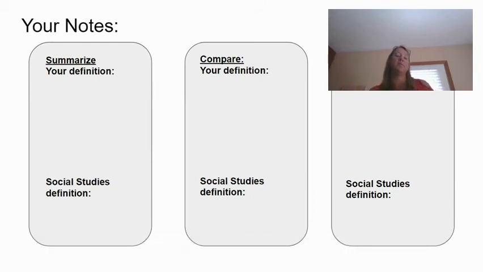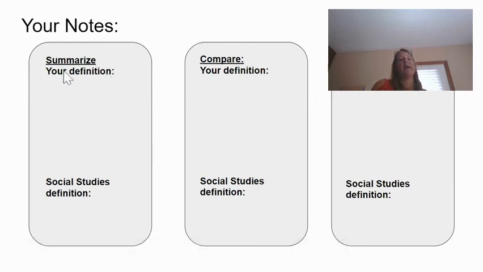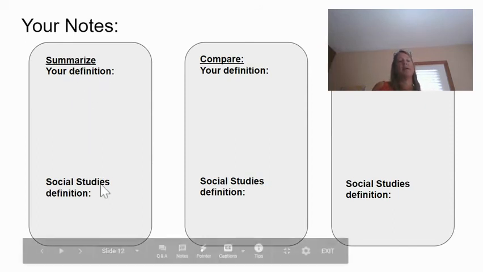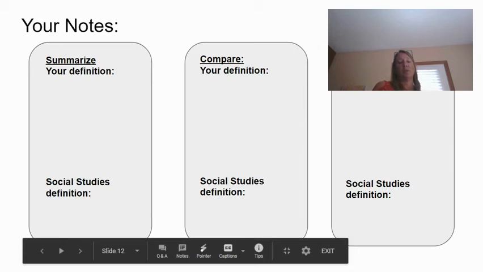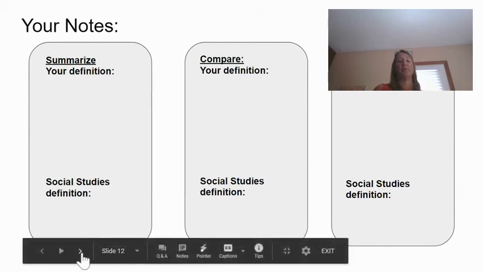Okay, so in a moment, you are going to go back to the module and make a copy of this slide deck that I have just presented, because in the copy, you're going to go into this slide and type your definition, the definition in your own words of summarize, and then retype the social studies definition that I gave you. Same thing with compare. So you could go in and just type the social studies definition first and then make it in your own words. There's 2 slides for you to do this, okay?